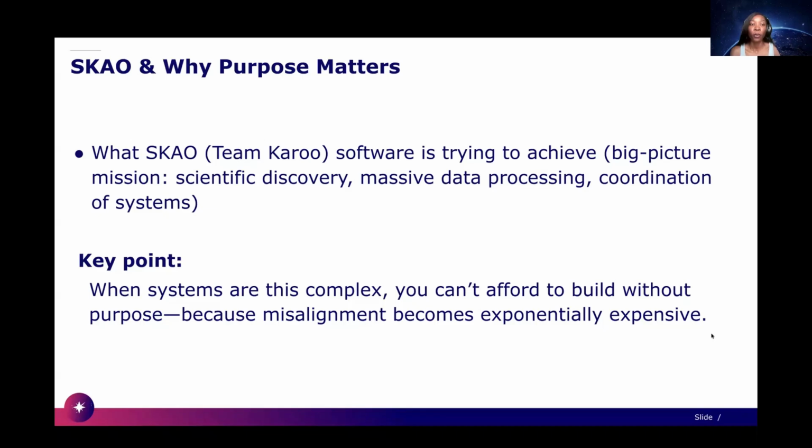And so what I want you to take away from the statement is that when you have a complex system, you can't afford to build without purpose, because when you have a big project such as the SKO, misalignment can trickle in very quickly. And misalignment is not just, oh okay, we need to do this again over the next 3 months. It also means us wasting taxpayers' money, and we don't want to waste taxpayers' money. So we need to do things correctly, and we need to do things efficiently when we plan to do the work.